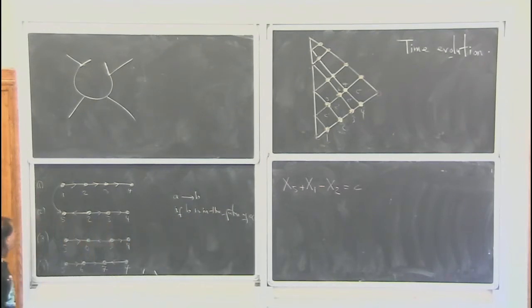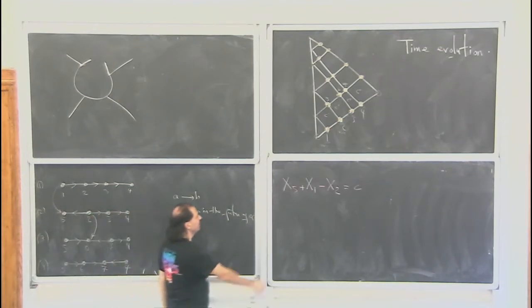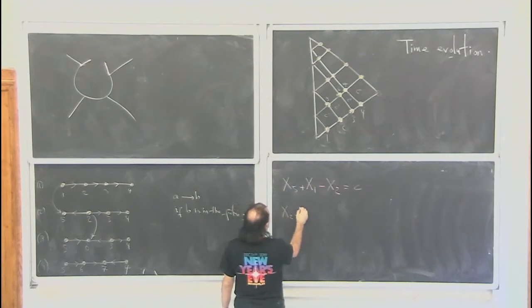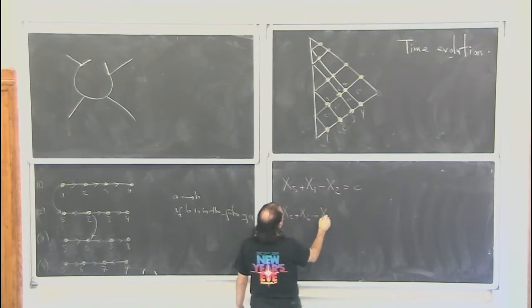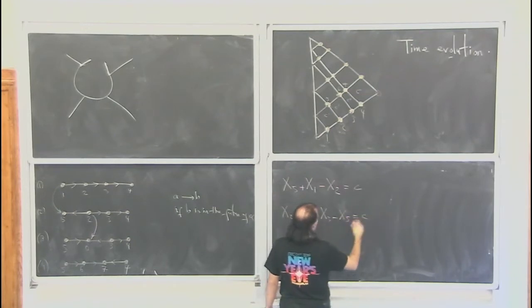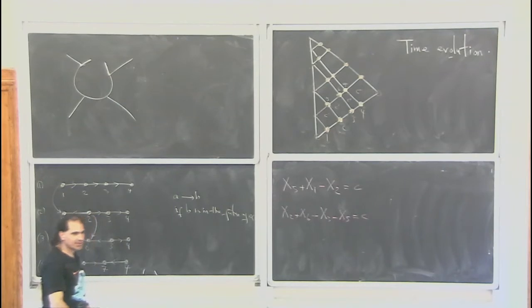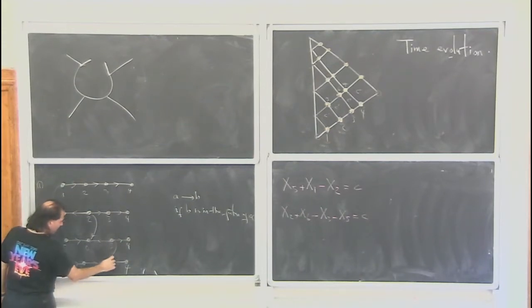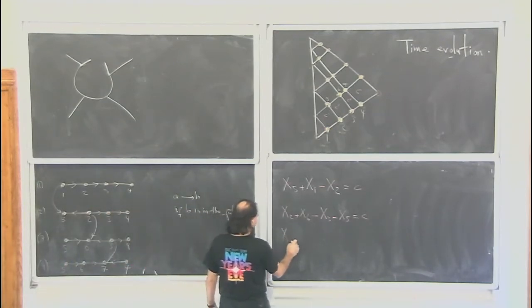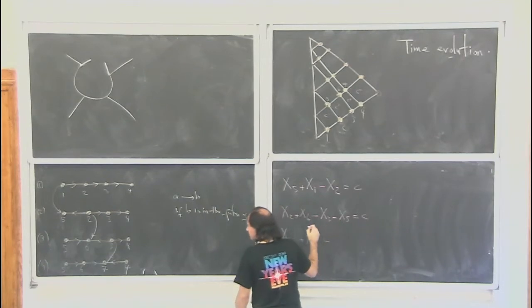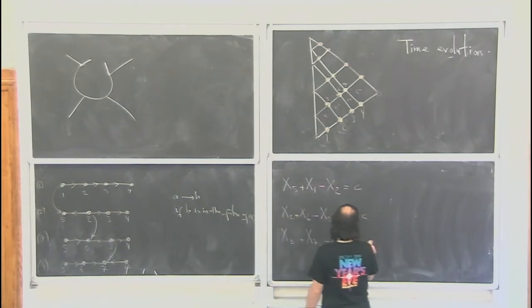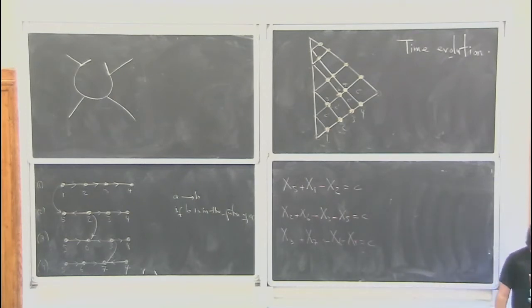In the next step, I mutated 2, and the formula from the picture is x2 plus x6 minus x3 minus x5 equal to some other constant. I'm not going to bother giving them different names. And so on. Here I mutated this vertex, and it would be x3 plus x7 minus x6 minus x4 equals constant. The whole point is that I'm time evolving, so I'm solving for the next variable.